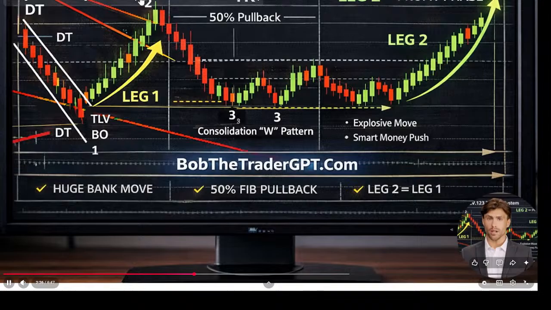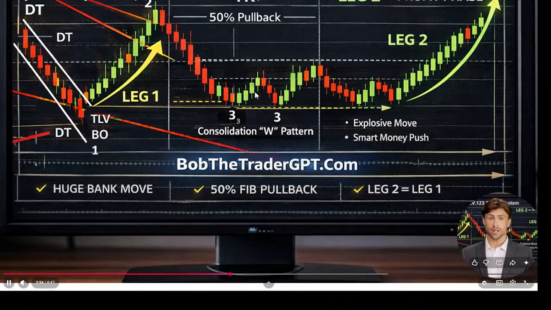Now here is the important lesson. Leg 1 is powerful, but it is not always the safest place to enter. Many traders chase leg 1 after it is already extended. That is risky. Why? Because after a strong impulse move, the market often needs to pause, rebalance, and pull back. That is exactly what happens next. After point 2, price begins to retrace. This pullback moves down into what I call the trade range, or TR.